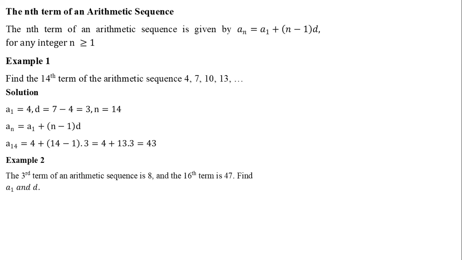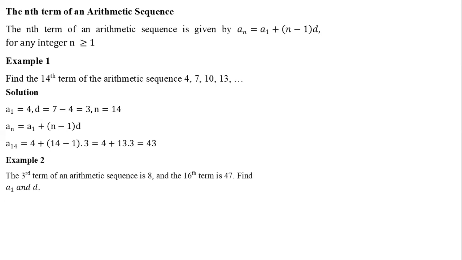And the 16th term will be what? A1 plus 15D equals 47. Do you see it? Then I will have two different equations. Then I will solve the two equations simultaneously. D is 3 and A is 2. Is it possible that D is 3 and A is 2? Let's see. I don't know. Let's solve it.